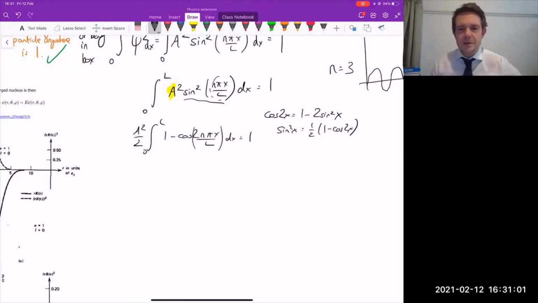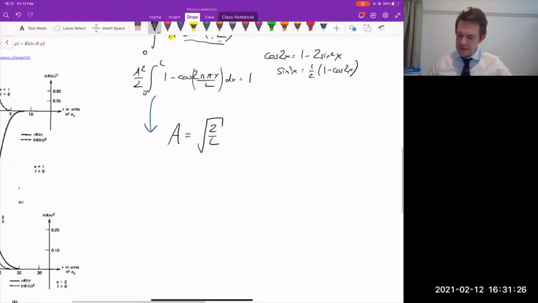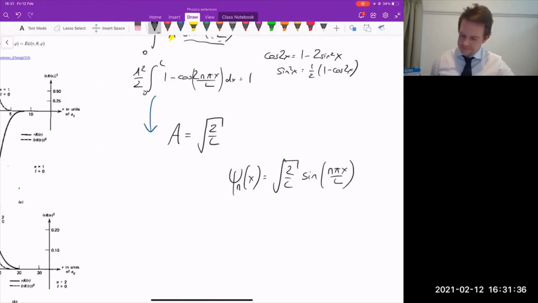Now, I know some of the second years are desperate to do this themselves, so I'm going to leave it to them to show that, not right now, but in their own time, to prove to themselves that A has to be root 2 over L in that case. For that normalization condition to be satisfied, A has to be root 2 over L, which means the final set of wave functions for a particle in a box are root 2 over L sine n pi x over L.